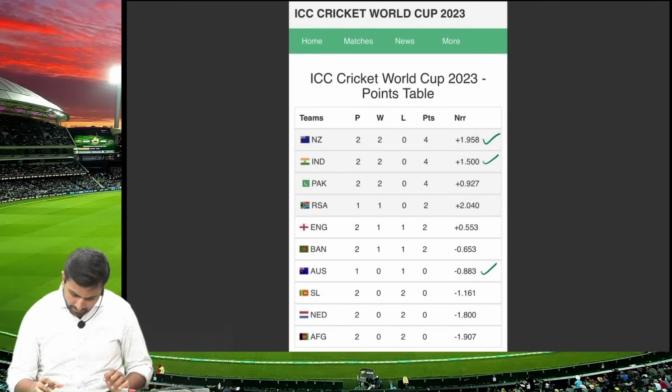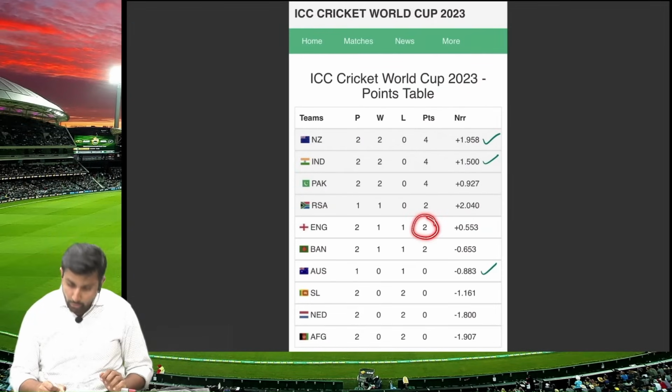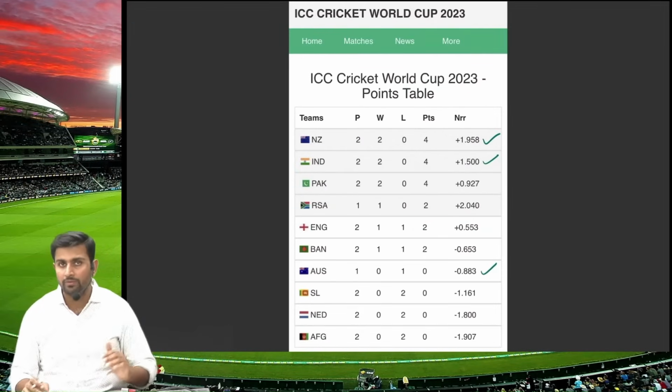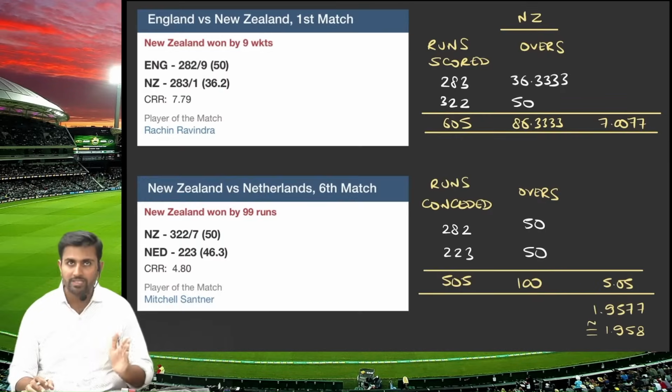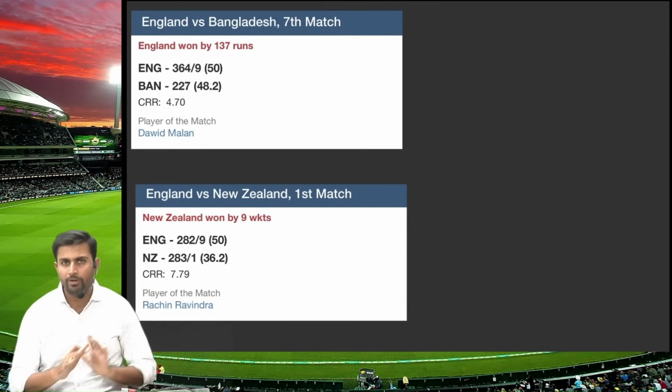England has played two matches, won one of their matches and lost another match. So if you talk about England, they have a net positive run rate of 0.553. They have only two points in the points table because they won only one match. But points matter first, net run rate comes second. Now for calculation of net run rate, points do not matter.